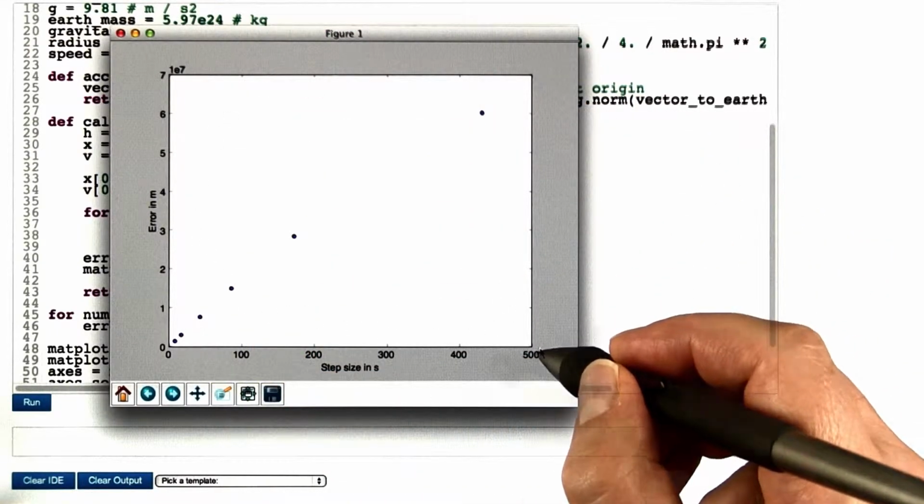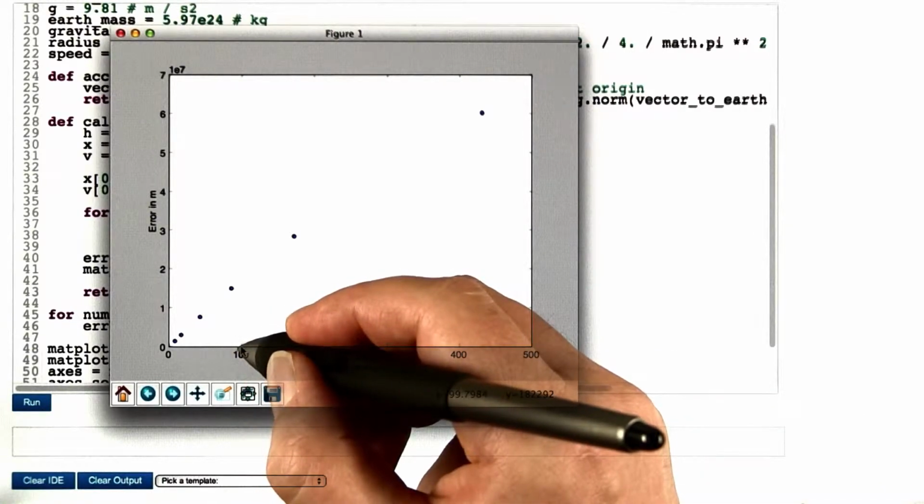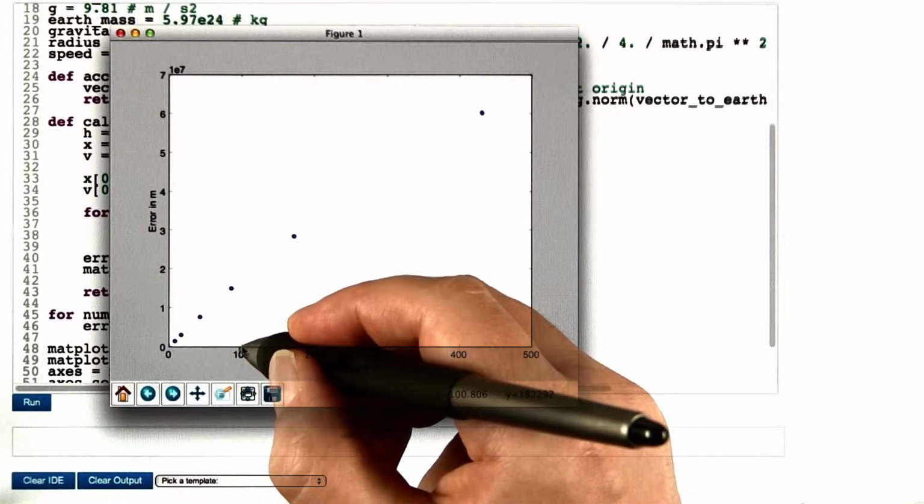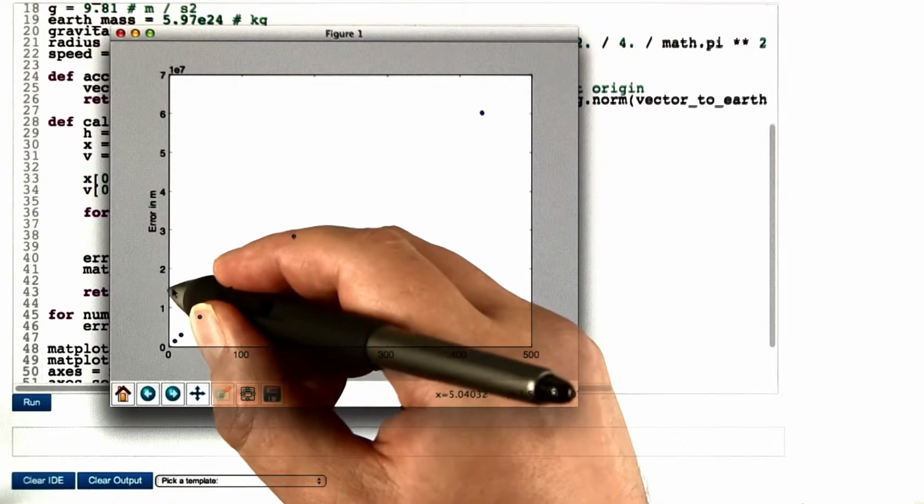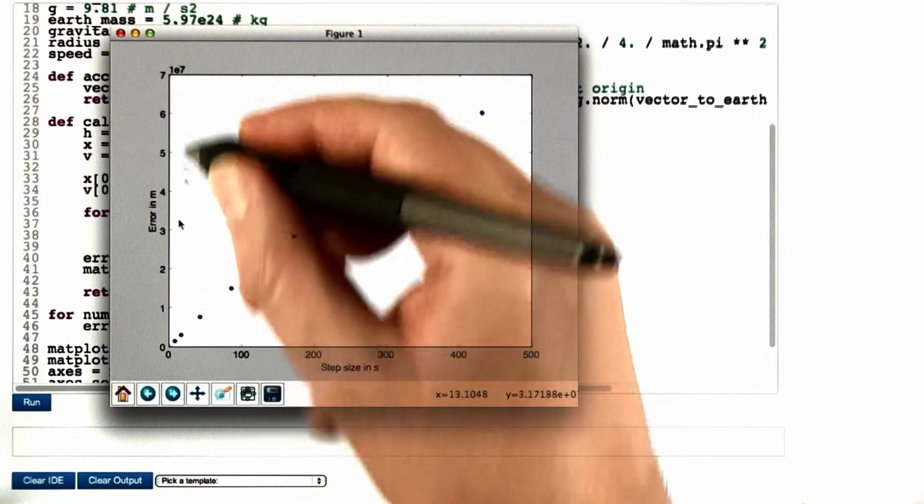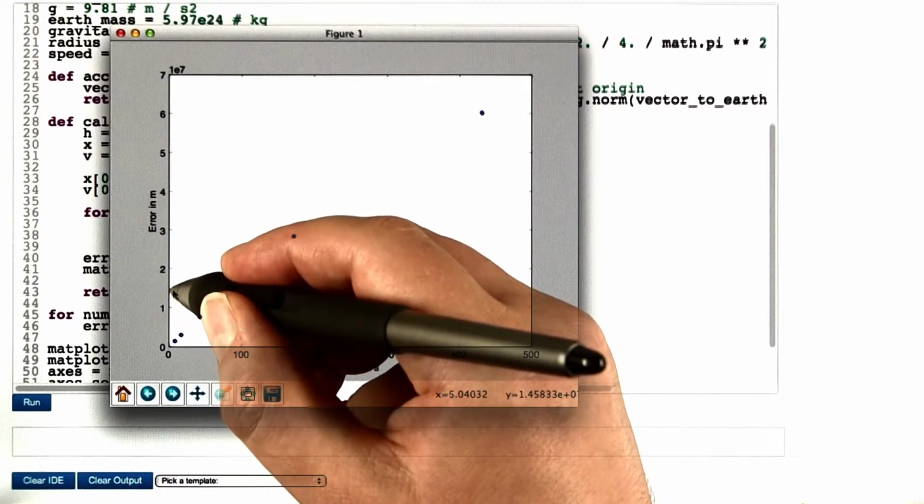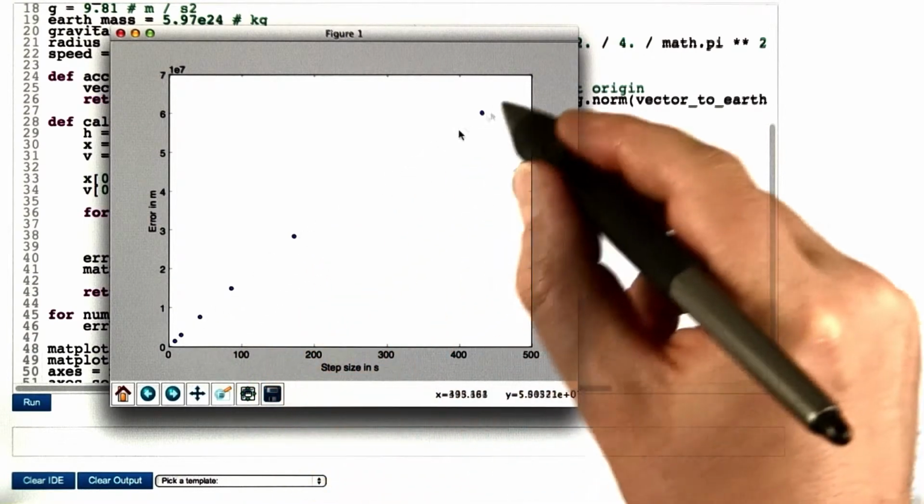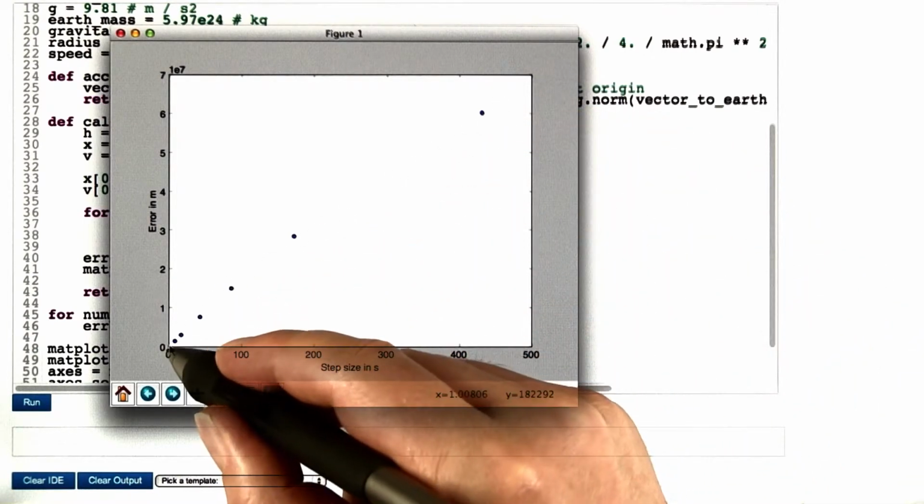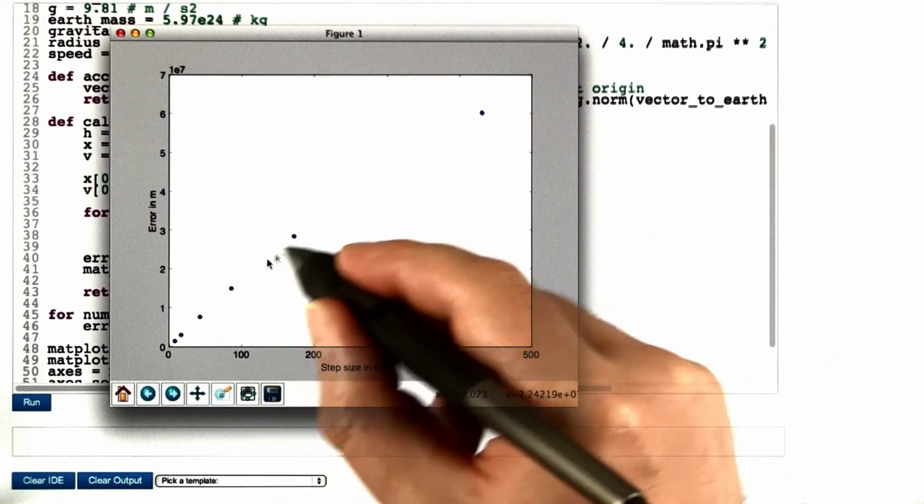What do we learn? If we have a step size of 100 seconds, our end result will be off by about 1.5 times 10 to the 7 meters, about 15 million meters. And you see that this relationship seems to be linear. We are going to look into that in the next segment.